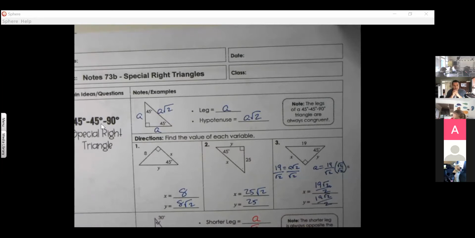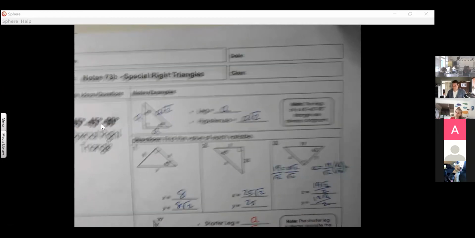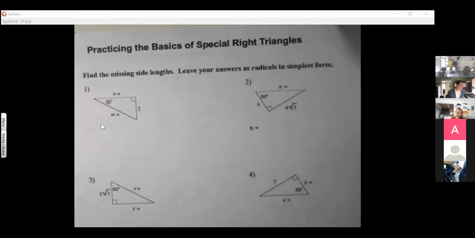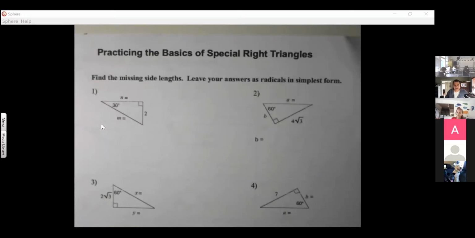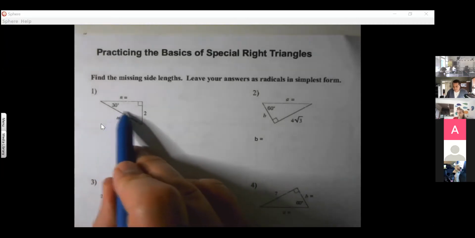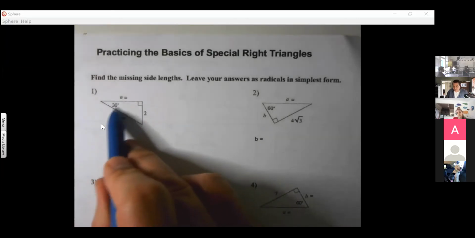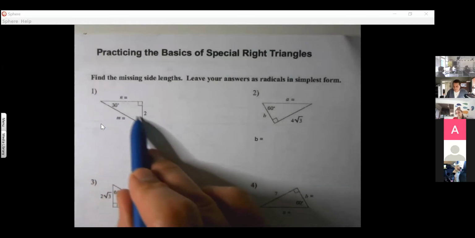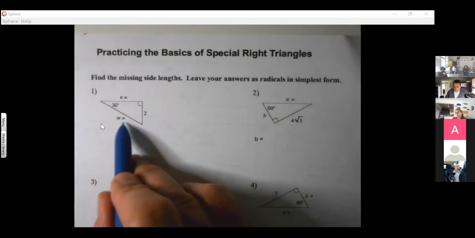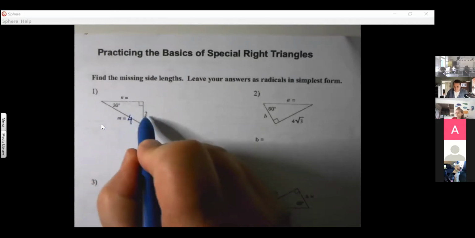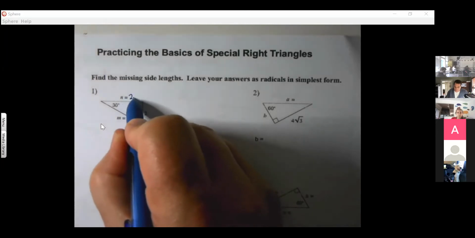Any questions on applying special right triangles? Got a couple pages here to work with. And again, look to see if it's opposite an angle that's important, like the 30-degree angle. So if that's a 2, the hypotenuse would be a 4, and the other side here would be 2 root 3.